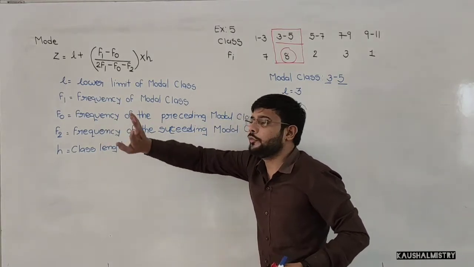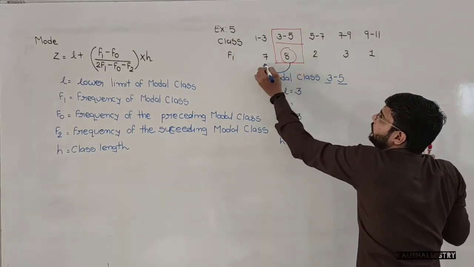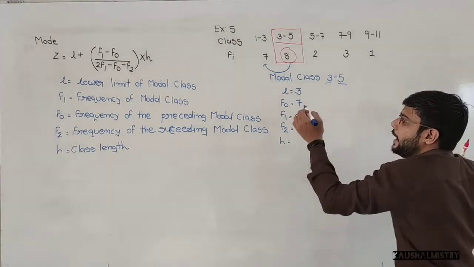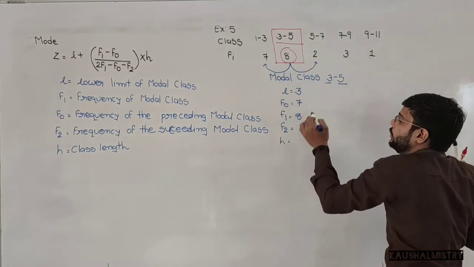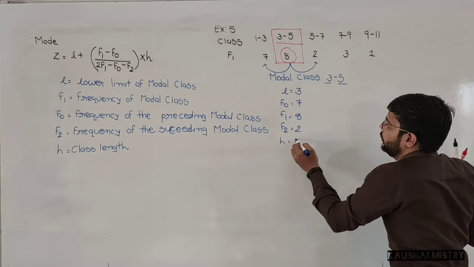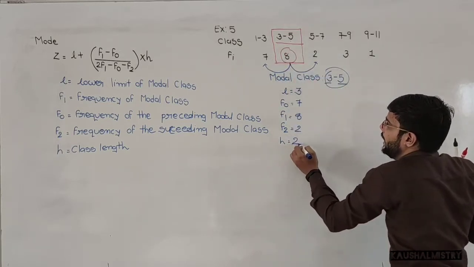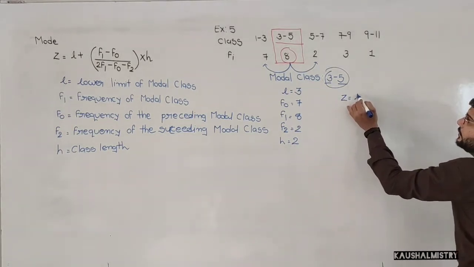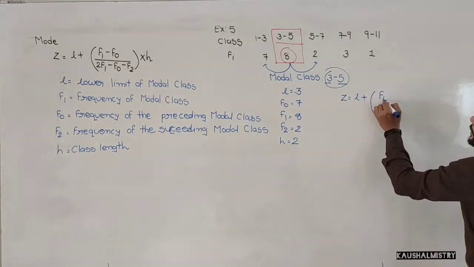F0 is equal to the frequency of the preceding modal class. The frequency of the preceding modal class is 7. So F0 is equal to 7. And the frequency of the succeeding modal class will be 2. And H is equal to the difference, which is 2, so H is equal to 2. So therefore the mode, that means Z, is equal to L plus (F1 minus F0) upon (2F1 minus F0 minus F2) multiplied by H.